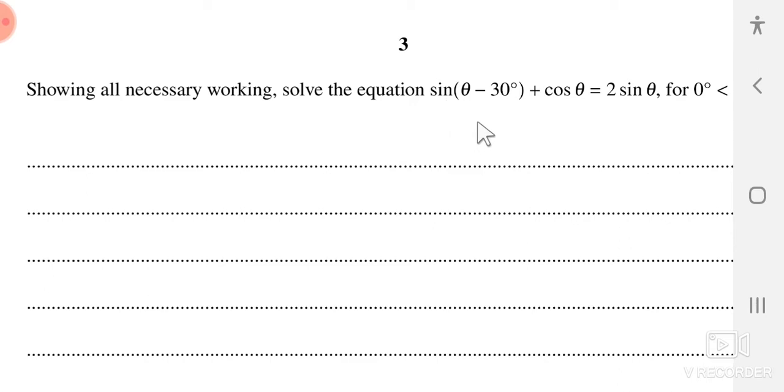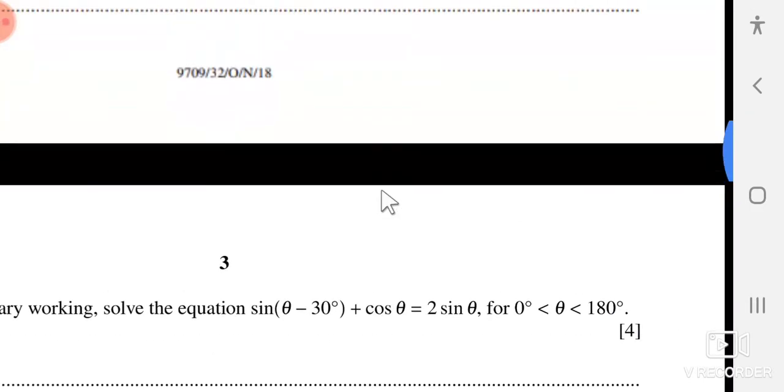As you see, sin 30° is equal to 1/2, and cos 30° is √3/2. So you need to use these values and then simplify and give your working in simplified form. I don't think you will have any confusion in this question. Okay, now let's move toward the next question.